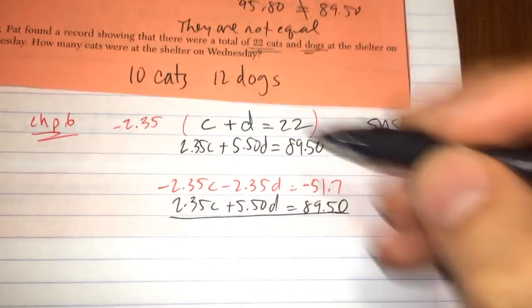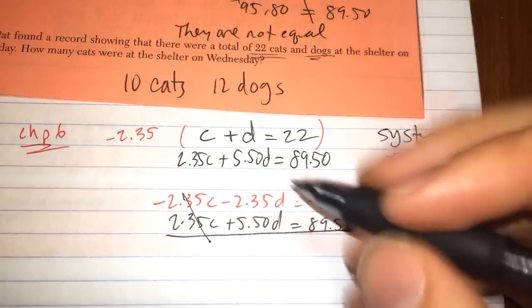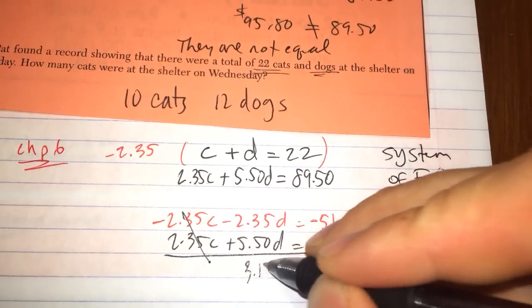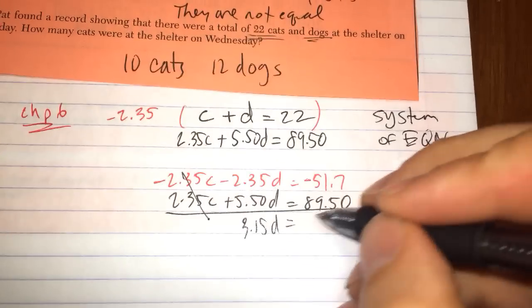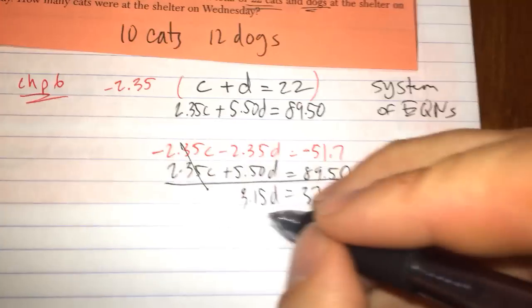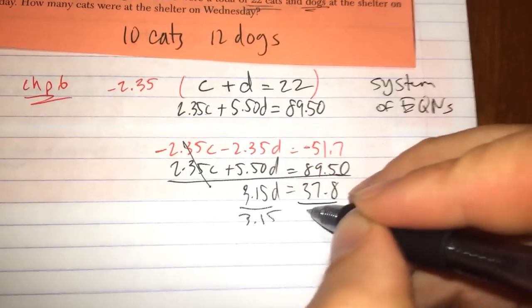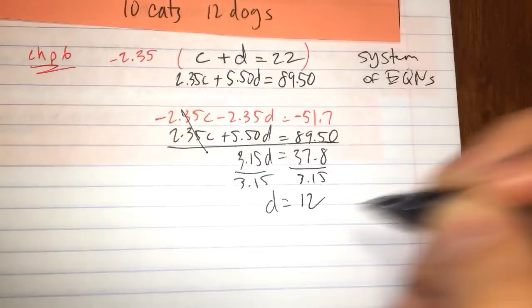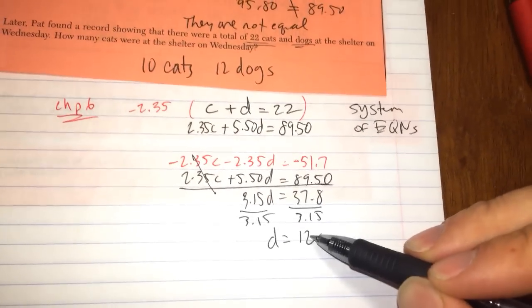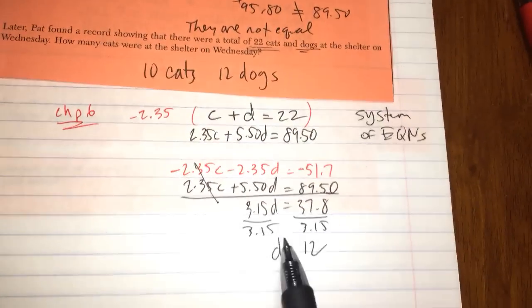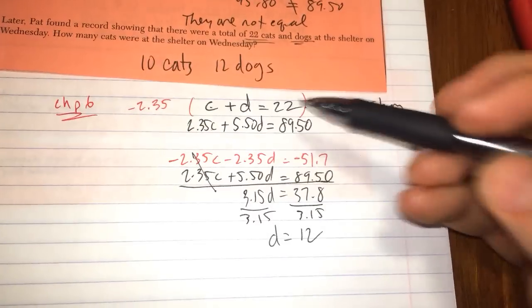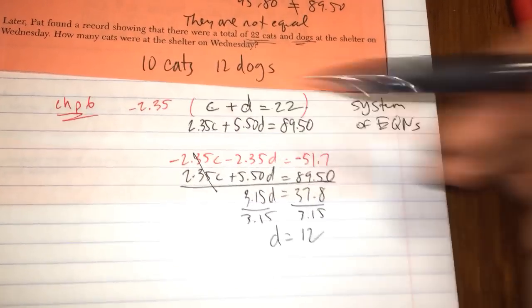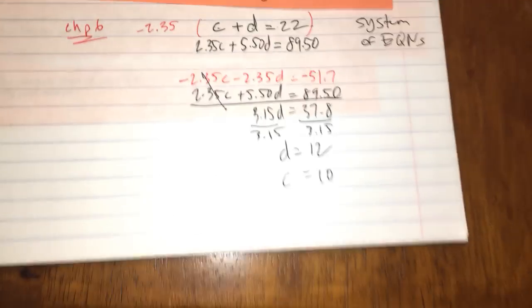So when I add these from top to bottom, these cancel. I get 3.15D. I get 37.8 over here. Divide both sides by 3.15. Put it in my calculator, I get 12. Well, D represents the number of dogs. I want to find how many cats. If there are 22 total and I have 12 dogs, that means that I must have had 10 cats.